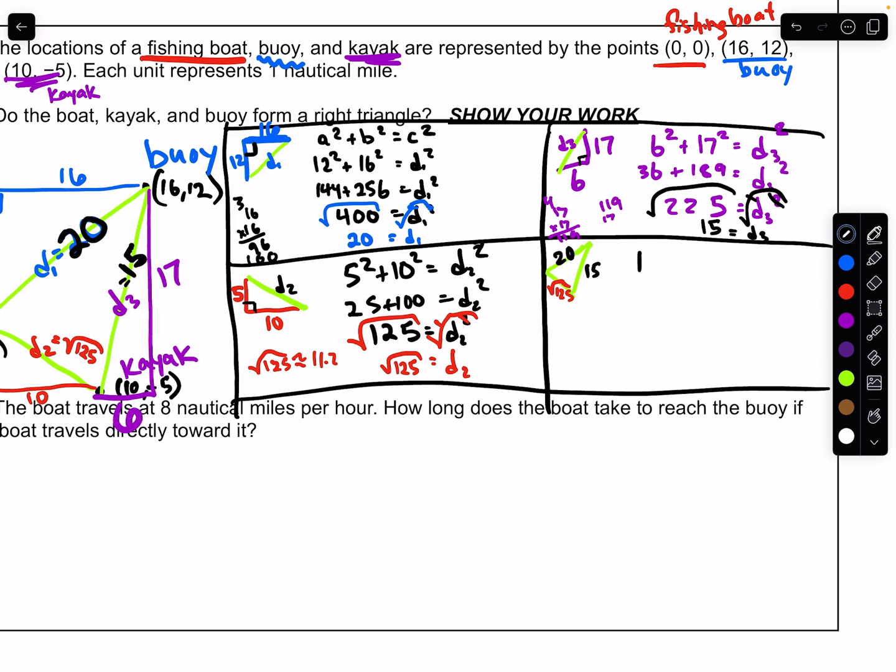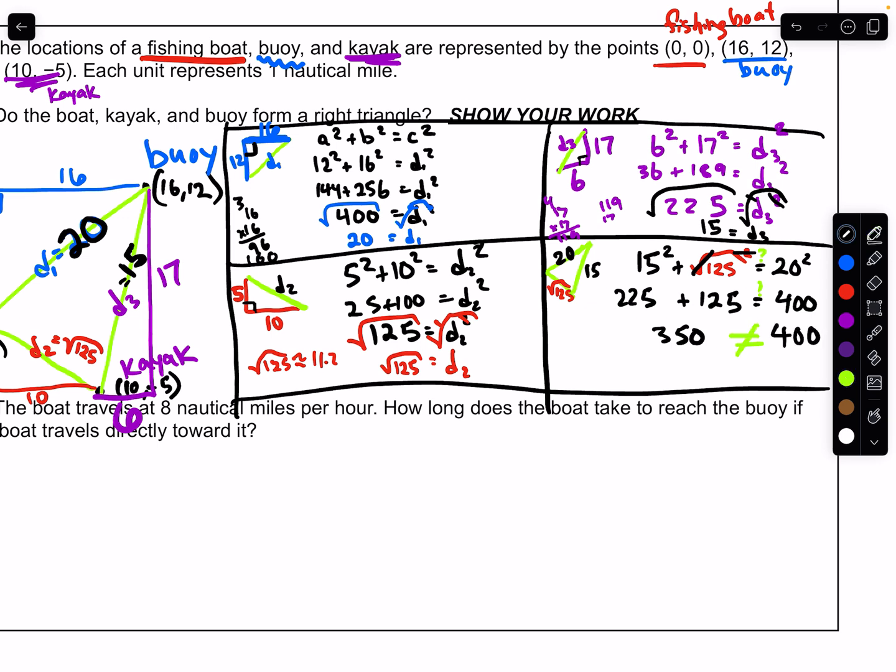So I'm going to see, is it true that 15 squared plus the square root of 125 squared is equal to 20 squared? I don't know if that's true, so I'm going to put a question mark above it. So 15 squared is 225. The square root of 125 squared is actually just 125 itself. And 20 squared is 400. So on the left, we end up getting 350. Don't know if this is true, so I'll keep my question mark. And 350 is not equal to 400.